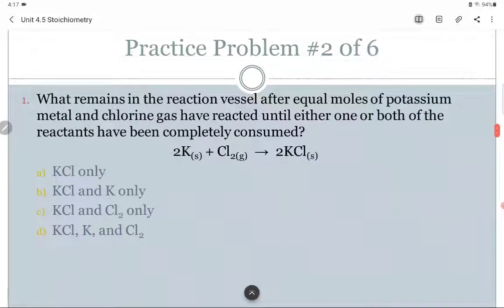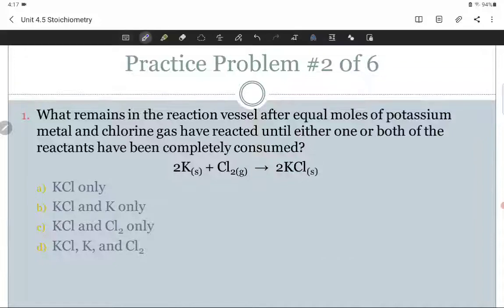Okay. What remains in the vessel after equal moles of the 2 reactants are reacted? So it doesn't tell you an exact number, it just says equal. So we can make them whatever numbers we wanted to. I think the easiest numbers for me to think about would be a 2 and a 2. Do you have to go with what I did? No, you don't. So let's go and try to figure out the limiting reactant here.